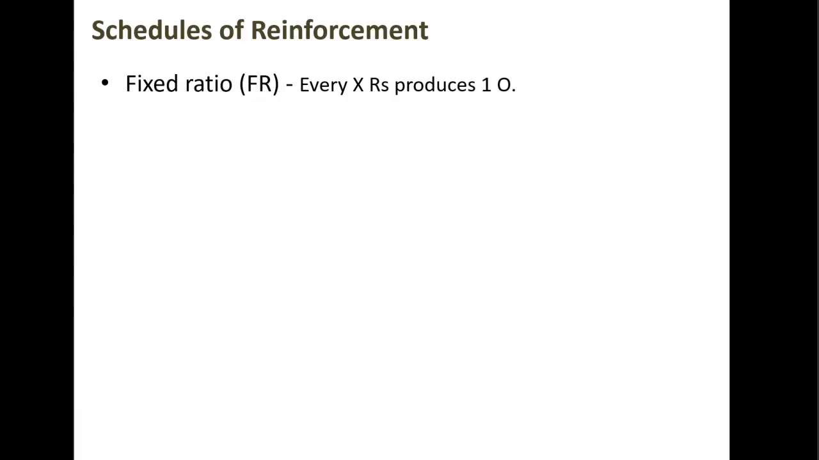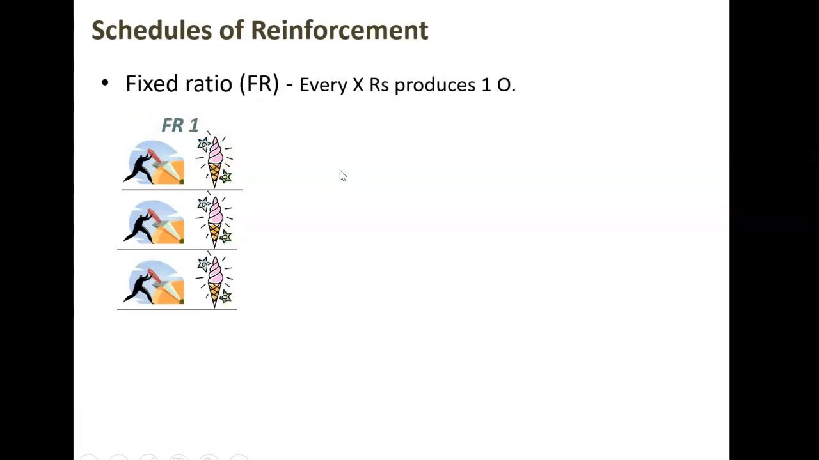So in a fixed ratio, every X number of R's or responses produces one outcome, is what this graphic means. In an FR1, one response, and this, I guess, is supposed to be a man pressing some sort of a lever, and his reward is an ice cream cone. Every single lever press gets him an ice cream cone, and that's a fixed ratio 1. Ratio based on the number of lever presses, and each one yields an outcome.